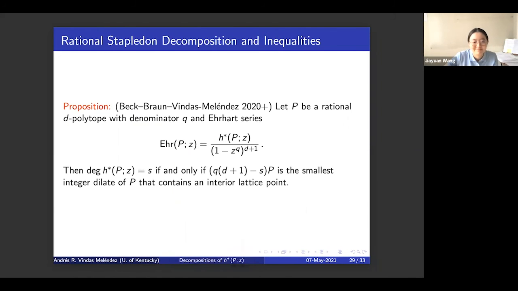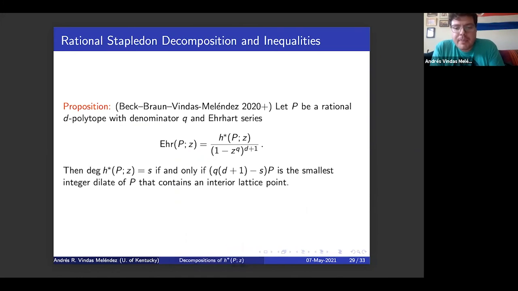Okay, I have 3 minutes left, so I'll share this proposition. If P is a rational polytope with denominator Q and has this Ehrhart series form, then the degree of the H star polynomial is S if and only if this thing here is the smallest integer dilate of P that contains an interior lattice point, okay? So in a sense, we should be able to tell at what point we should be having an interior lattice point in some dilate, okay?